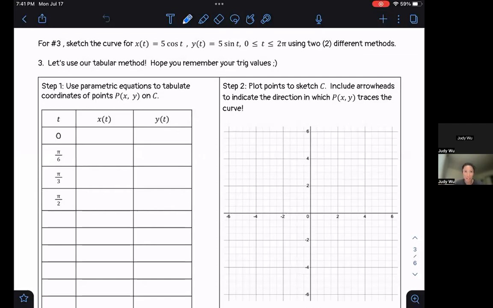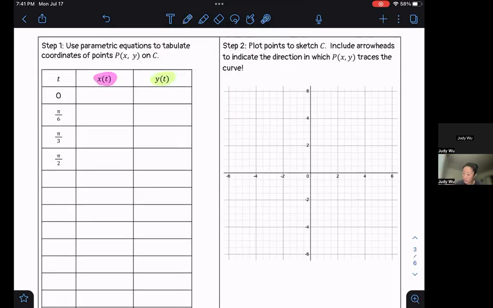All right. So sketch the curve for x of t equals 5 cosine t and y of t equals 5 sine t. We're going to put all our y values in this column and all our x values in this column, and we're going to use it as a way to refresh our trig values. Because we're going to be plotting these points, we're going to go ahead and use a calculator.